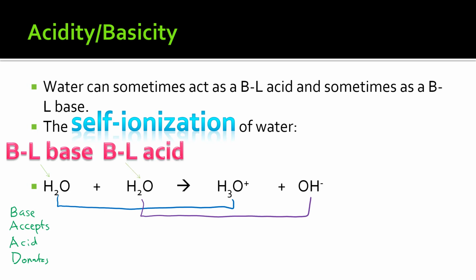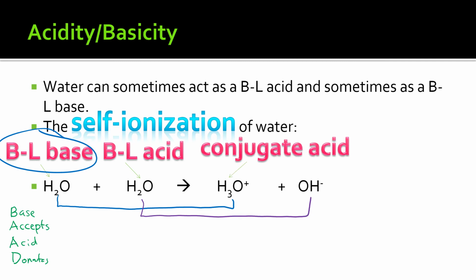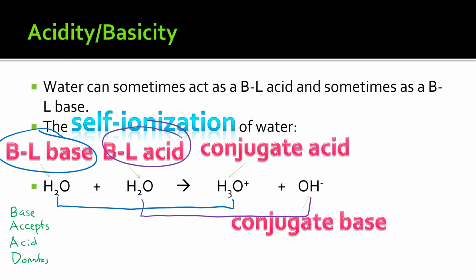Now to complete it with conjugates, y'all. So if I had a Bronsted-Lowry base, then the conjugate acid would be what is paired up with, while the acid, Bronsted-Lowry acid, gets paired up with the conjugate base.